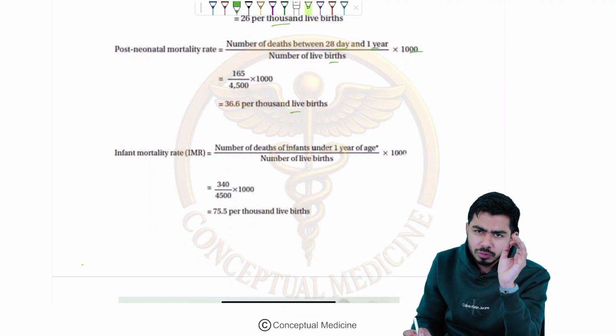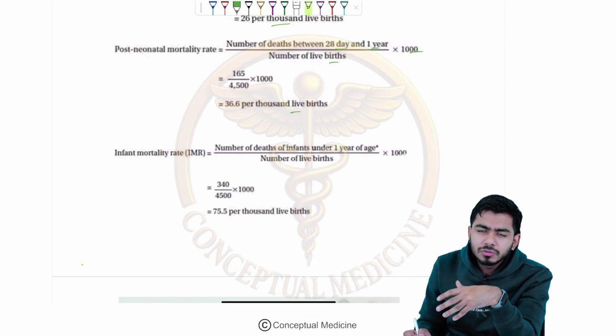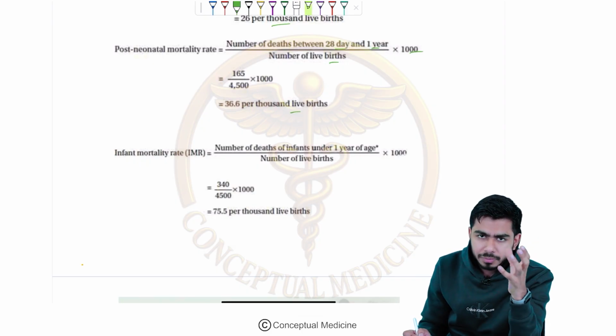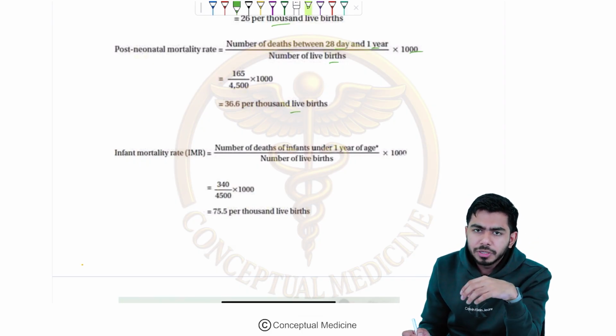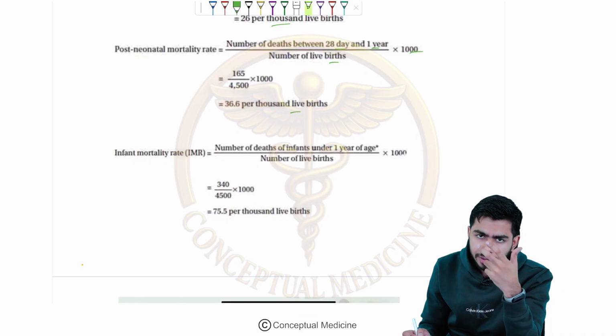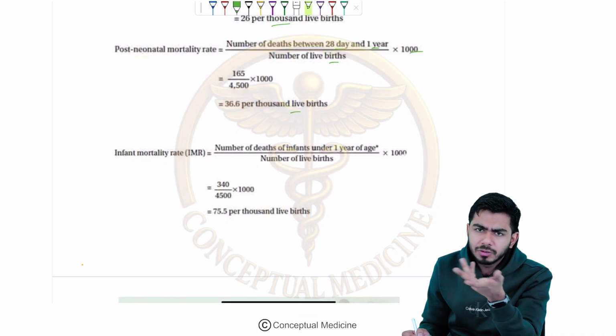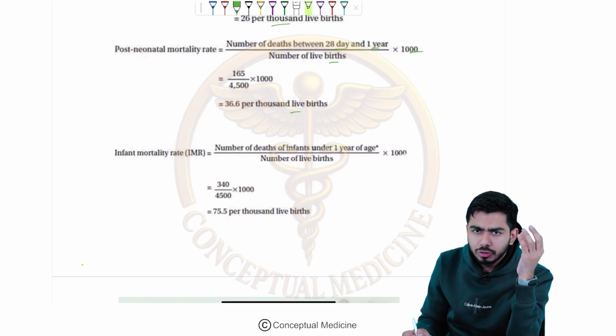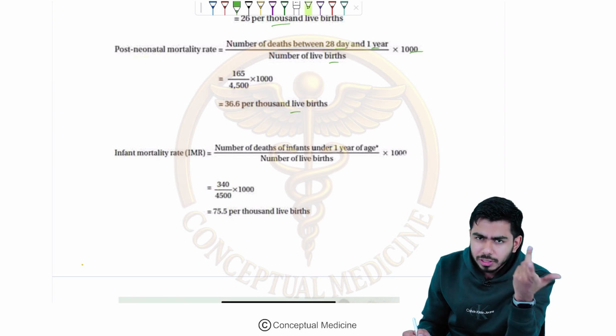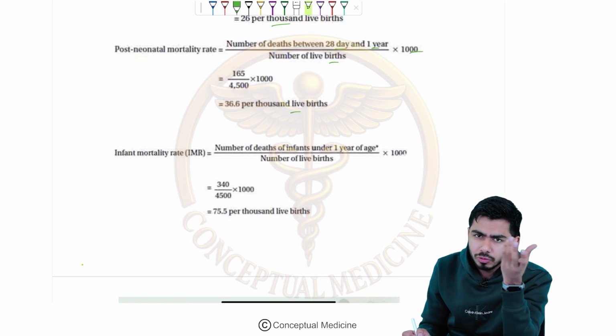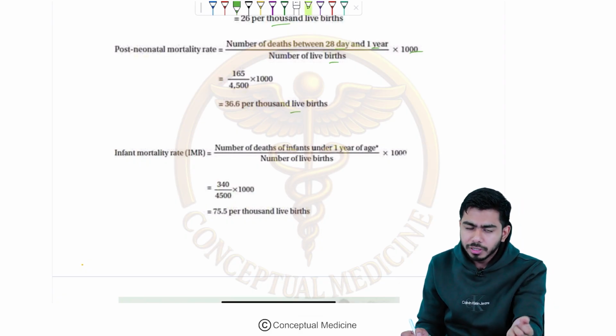You don't even need to remember these formulas, because if you keep in mind that in the denominator we have the total live births and the multiplier will be 1000 over here, you just need to put in the numerator what they are asking. For example, for the post-neonatal period, you will put the post-neonatal deaths in the numerator, right?